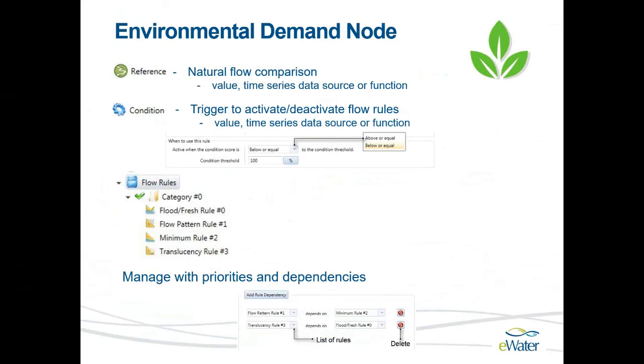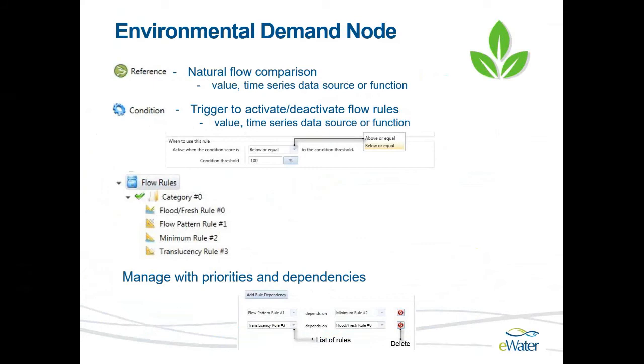You could also perhaps do that using a flow pattern. So you might have a high flow hydrograph that you want reproduced, and that would perhaps step the flow rates up over a number of days and then let them recede over a couple of weeks perhaps. You might put in a minimum rule which would maintain a minimum flow through the node over the period that you specify. And the last one here is a translucency rule, which is typically used downstream of a reservoir perhaps.